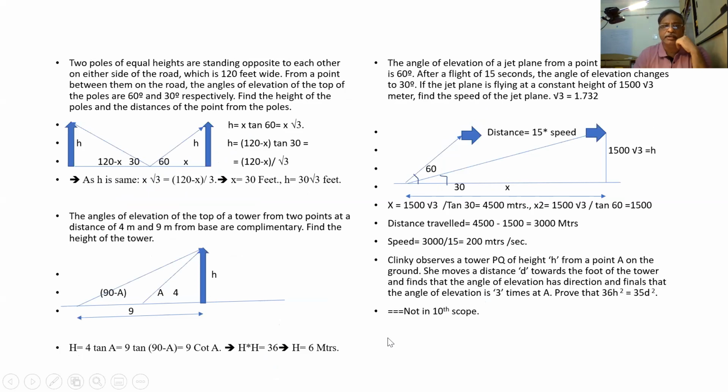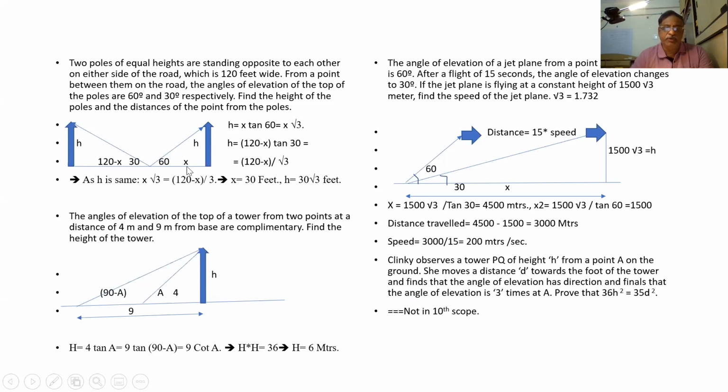Go to the next slide. Two poles of equal heights, opposite each other on either side of the road, which is 120 feet wide. From a point on the road between them, the angles of elevation of the top of the poles are 60 and 30. Find the height of the poles and the position of this point.